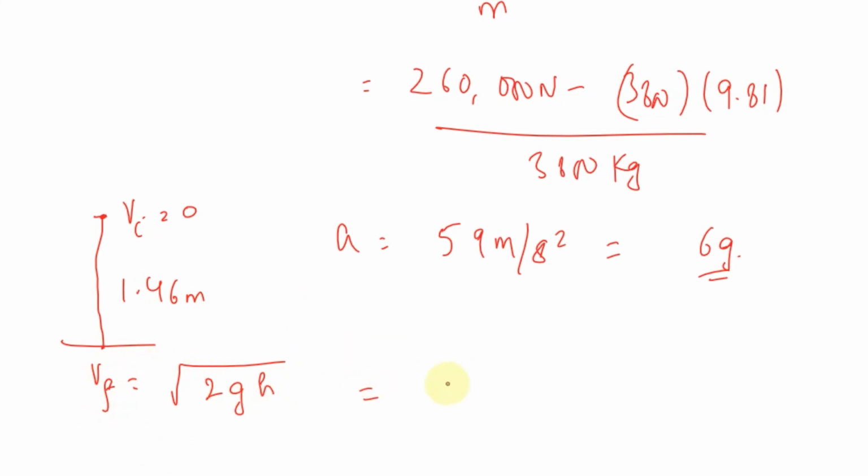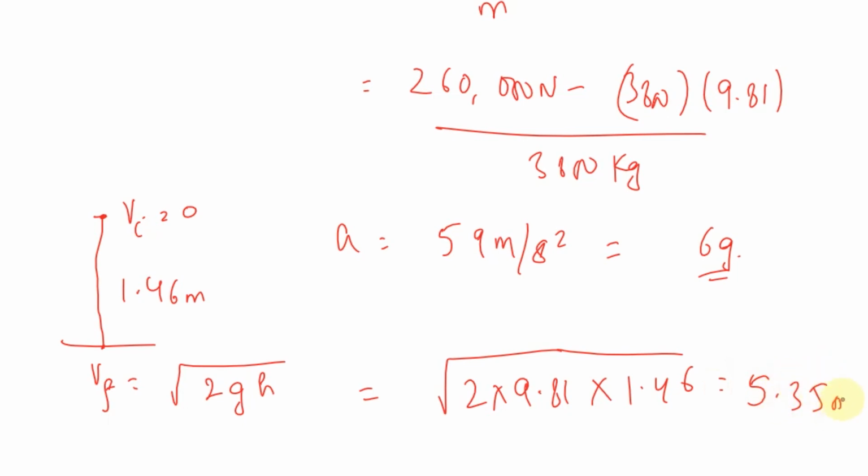So this value equals the square root of 2 times g, 9.81, times the height, 1.46, which equals 5.35 meters per second, right? So when it is just on the verge of hitting the ground, it has this much velocity. Now after falling on the ground, suppose it penetrated some distance, and here the velocity becomes 0. Here the velocity is 5.35 meters per second, and here the velocity becomes 0, and the acceleration during this time is 59 meters per second squared, which we calculated in the A part.